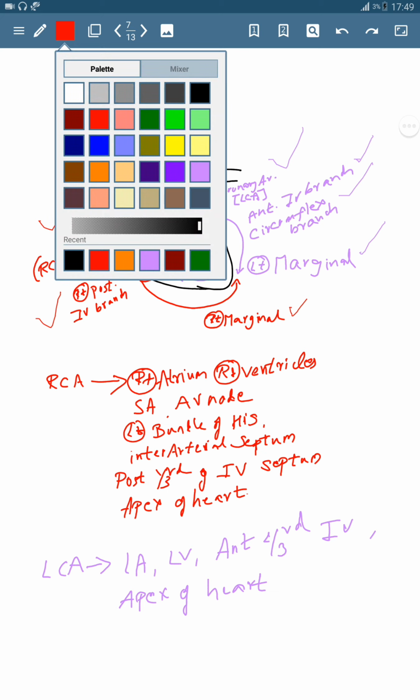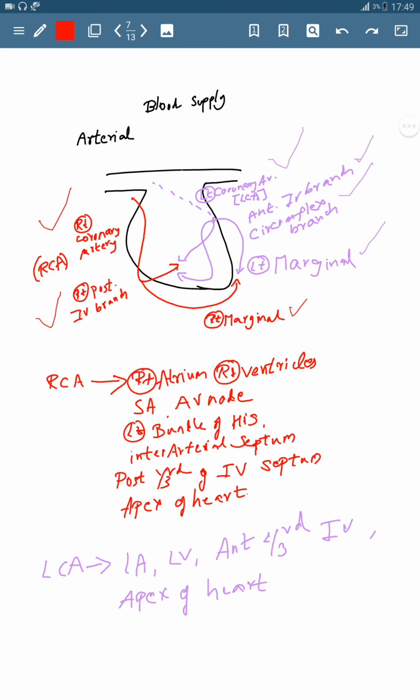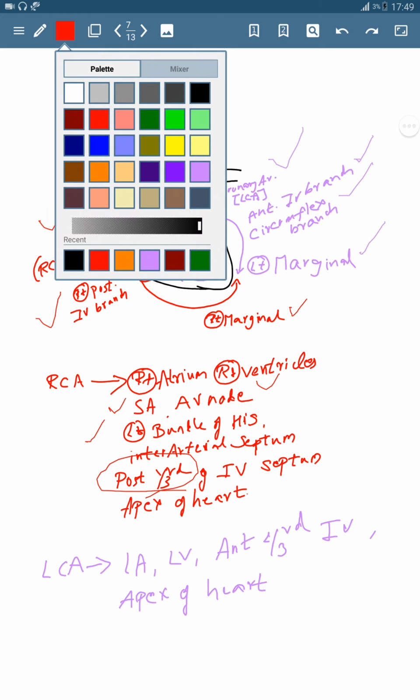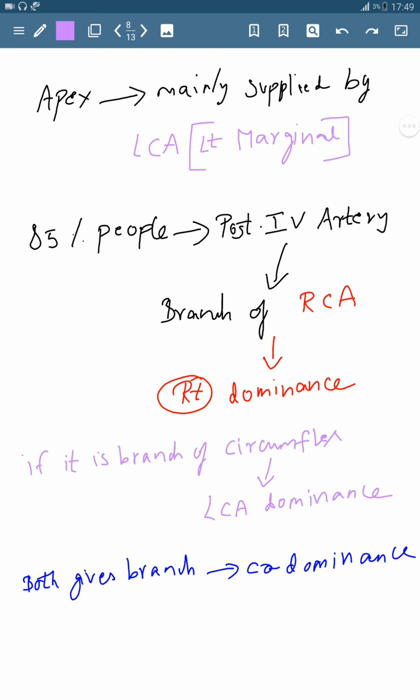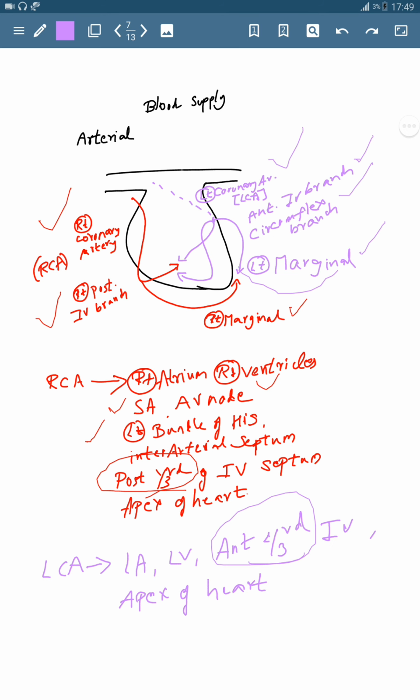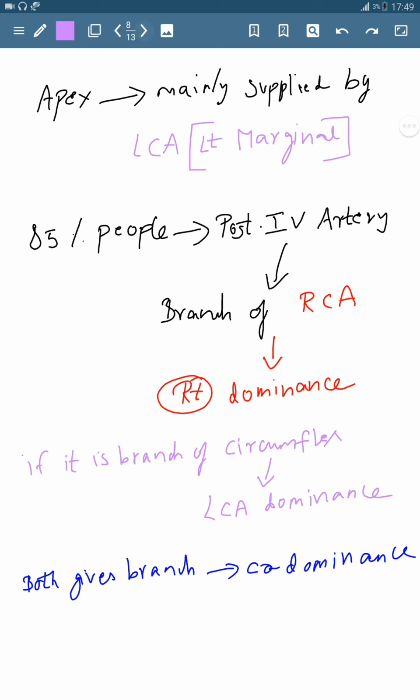The right coronary artery supplies right atrium, right ventricle, SA node and AV node, right bundle branch, and posterior one third of the interventricular septum. The left coronary artery supplies left atrium, left ventricle and anterior 2/3 of the interventricular septum and apex of the heart. This is the blood supply of the heart, and apex is mainly supplied by the left coronary artery, that is the left marginal branch.